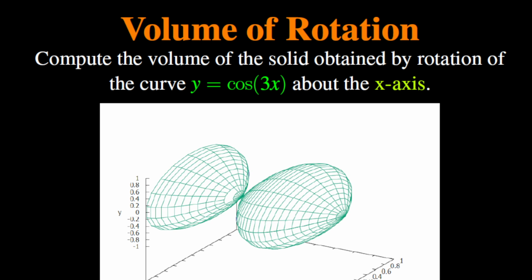Hello, our goal in this video is to learn how to compute the volume of a solid of revolution. We are asked to compute the volume of the solid obtained by the rotation of the region bounded by the curves y equals cosine of 3x and y equals 0 around the x-axis, for all x in the closed interval from 0 to pi over 2.